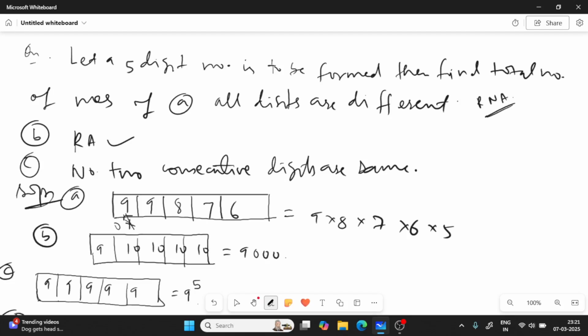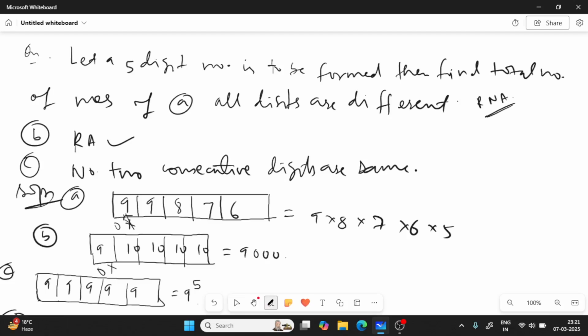Second part is telling repetition is allowed. So the first place can be filled in 9 ways, as you can clearly see 0 cannot be placed here, but in the second, third, fourth and fifth places, in all these places 0 can be put. So here there are total 10 ways, 10 ways, 10 ways, and we multiply all the ways, so we get 90,000.